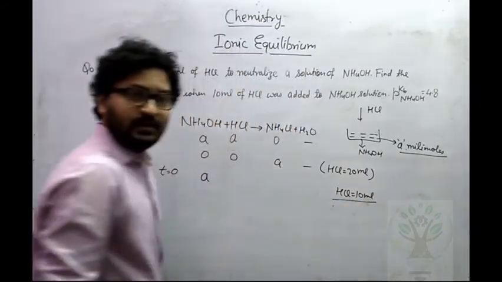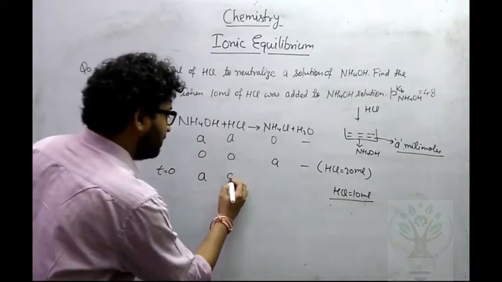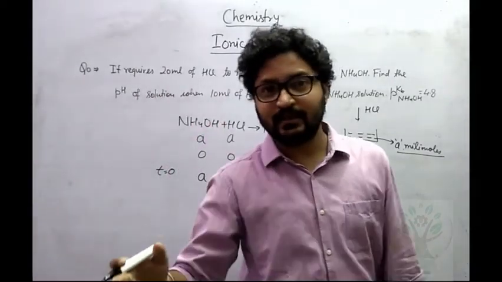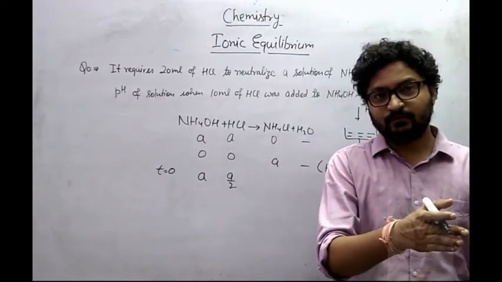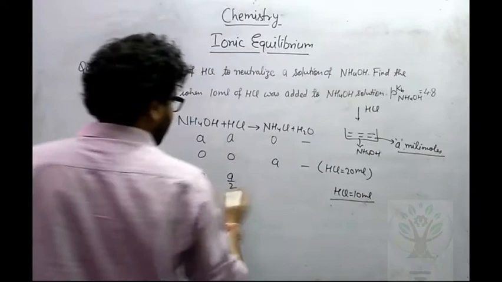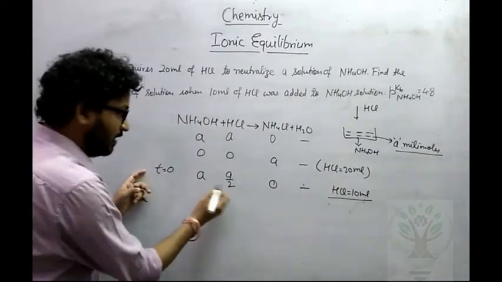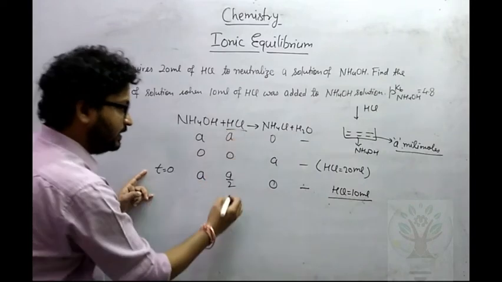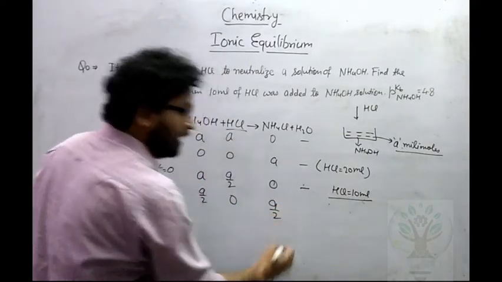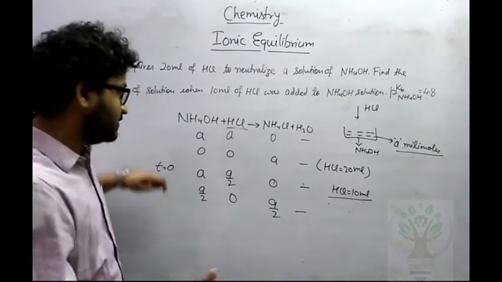Now you are adding just 10 ml of it. Can you tell me how many millimoles of HCl you will add? You will add A by 2 millimoles, isn't it? If 20 ml HCl contains A millimoles, then 10 ml will contain A by 2. Now what will happen? Let's say it was 0 in the very beginning. Now after some time, who is the limiting agent here? HCl. So it will be 0, it will be A by 2, it will be A by 2, and no need to write water. Okay, let me explain one more time.